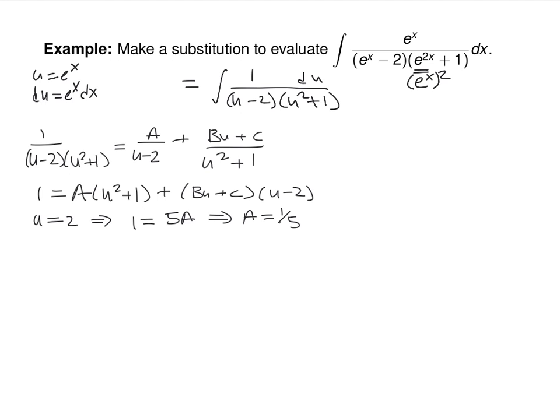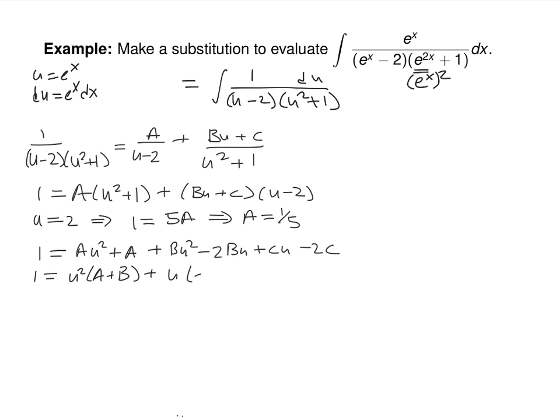Okay, now doing some more, we're going to have to group terms. So you have 1 equals, let's just multiply this out, Au squared plus A plus Bu squared minus 2Bu plus Cu minus 2C. And in grouping terms, we'll have u squared times A plus B, plus u times negative 2B plus C, and the constants are A minus 2C.